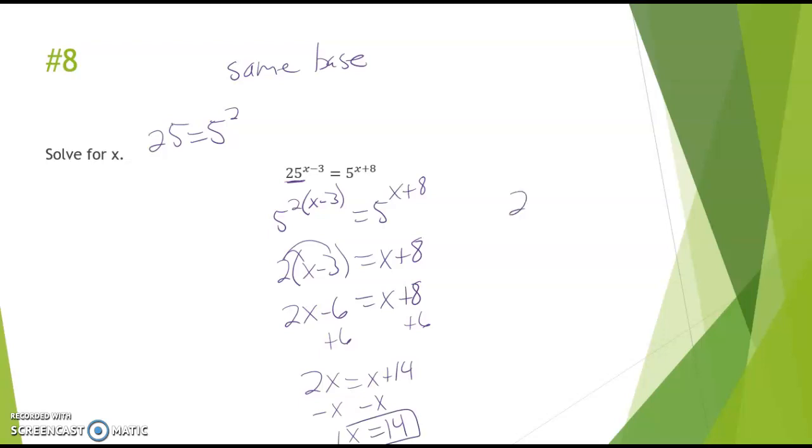So if you wanted to do that, you could go 25 to the 14 minus 3 equals 5 to the 14 plus 8. So that would give me 25 to the 11th and then 5 to the 22nd. And then go ahead and plug that into a calculator. So I've got 25 to the 11th, which gives me a huge number. And then I've got 5 to the 22nd, which gives me that same huge number. So I'm not going to write that number down because it will take way too long. But if you need to, check and make sure that you get the same number after you plug in x.